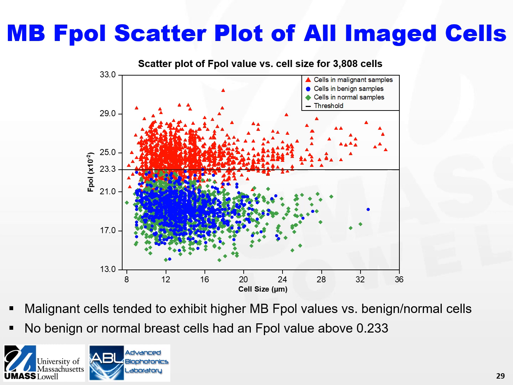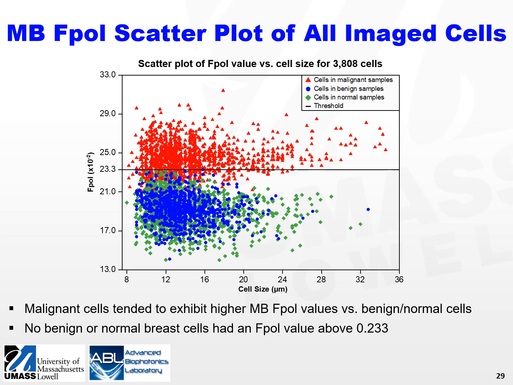This scatter plot shows the fluorescence polarization value versus cell size for all 3,808 cells in the study. The cell sizes were determined from the dimensions of the manually segmented regions used for analysis. Each marker corresponds to an individual cell.